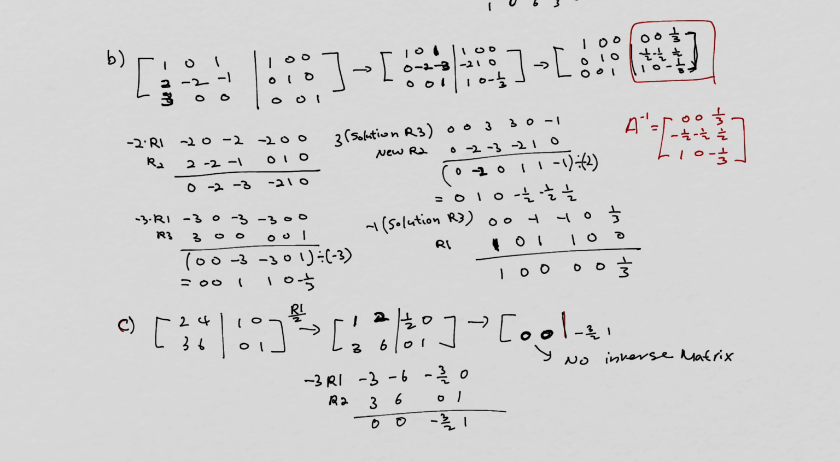If the variable cancels out or we will not be able to get diagonally 1, then there will be no inverse matrix. And this is examples of how to find the inverse matrix.